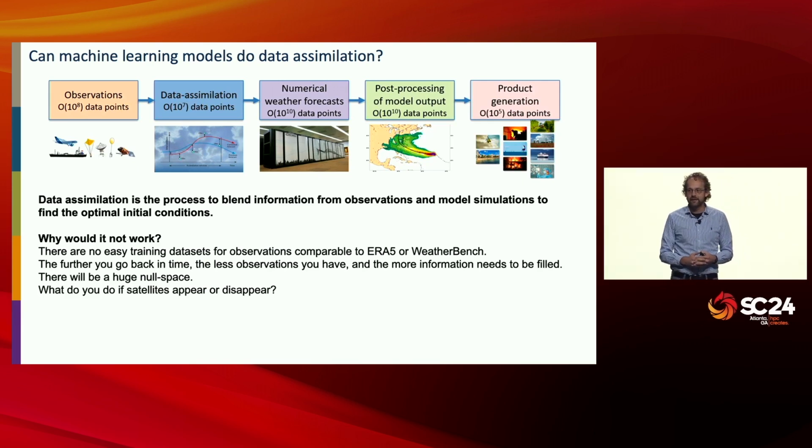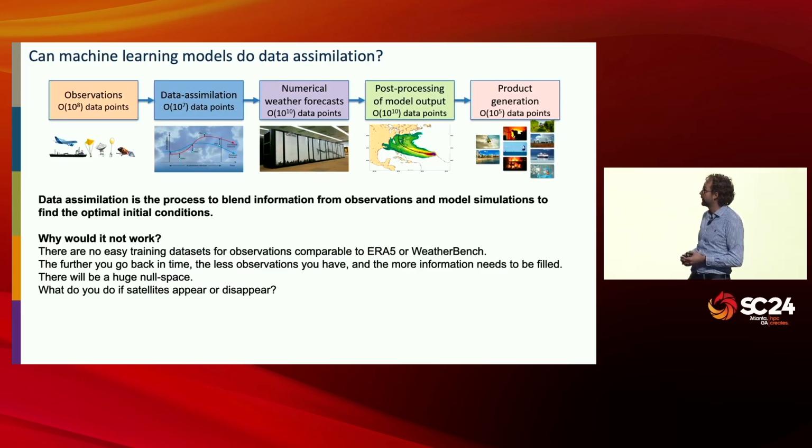First of all, it is much more difficult to actually get good training data. So there's no such thing as a reanalysis data for observations. So it's actually quite hard to collect the data that you need in the first place and to bring it together. It's also that as you go back in time for your data simulation process, it's getting harder and harder because you have less observations. And if you have less observations, you need to fill in more physical space where you have a gap of information. So you have a huge null space to some extent.